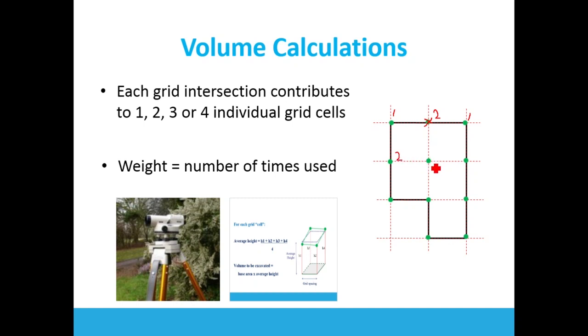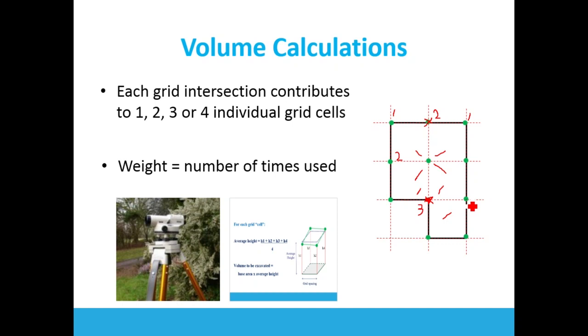This node would be used 4 times: with this square, with this square, with this one, and with this one. Its weight would be 4. So in other words, to find the weight of any intersection point, just count how many squares are around it. For this one, for example, can you tell how many squares are around? 1, 2, and 3. So its weight would be 3.